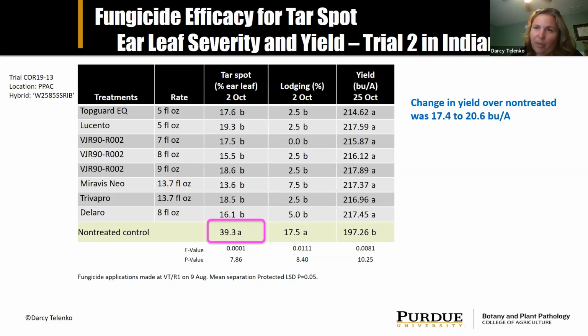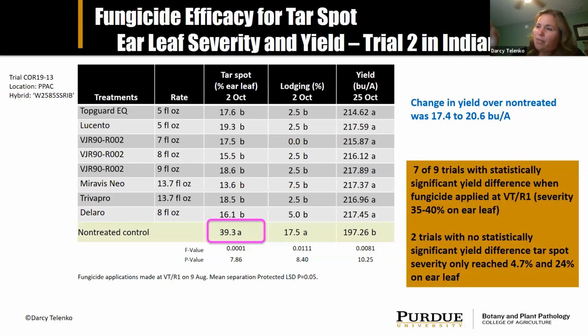And when I looked across all my trials, 7 of the 9 trials had 35 to 40% of that ear leaf with tar spot disease. And those were all about a 17 to 20 bushel yield boost. The 2 trials that didn't have the significant yield difference were those that were relatively low. So again, when this disease takes off, it does have that risk, at least 20 bushels we can protect, at least with fungicides. The question is, is there more yet to protect beyond that? And we don't know.